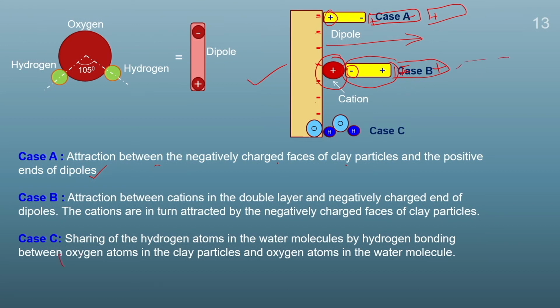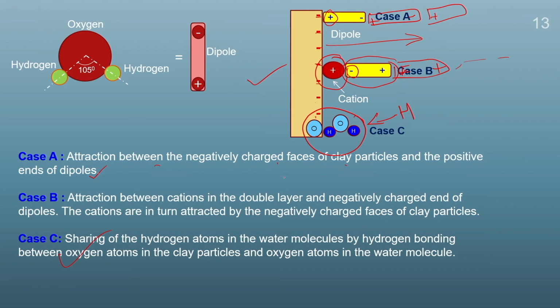The third case will be due to the formation of hydrogen bonding between the clay surface and the water molecules. As the clay surface contributes hydroxyl and oxygen atoms, this hydroxyl and oxygen will react with the hydrogen or oxygen atoms of the water molecules to form hydrogen bonding, and due to this there will be layers of water molecules attracted towards the clay surface.